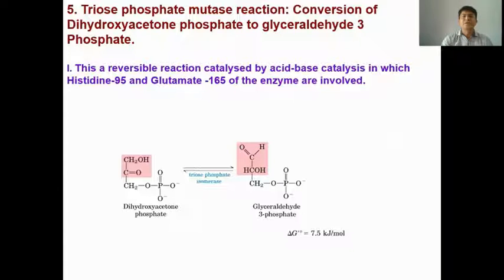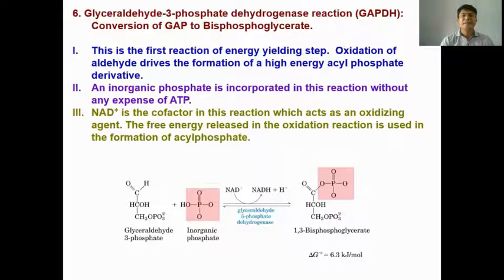Triose phosphate isomerase reaction is the next reaction. It catalyzes the conversion of dihydroxyacetone phosphate to glyceraldehyde 3-phosphate. This is a reversible reaction catalyzed by acid-base catalysis in which histidine 95 and glutamate 165 of the enzyme are involved. From this reaction onwards, two molecules of glyceraldehyde 3-phosphate are made available, which are then acted upon by the next enzyme, glyceraldehyde 3-phosphate dehydrogenase. This enzyme catalyzes the conversion of glyceraldehyde 3-phosphate to 1,3-bisphosphoglycerate.